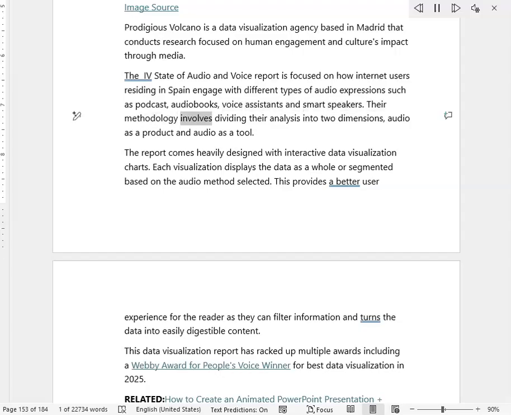Their methodology involves dividing their analysis into two dimensions, audio as a product and audio as a tool. The report comes heavily designed with interactive data visualization charts. Each visualization displays the data as a whole or segmented based on the audio method selected. This provides a better user experience for the reader as they can filter information and turns the data into easily digestible content. This data visualization report has racked up multiple awards, including a Webby Award for People's Voice winner for Best Data Visualization in 2025.